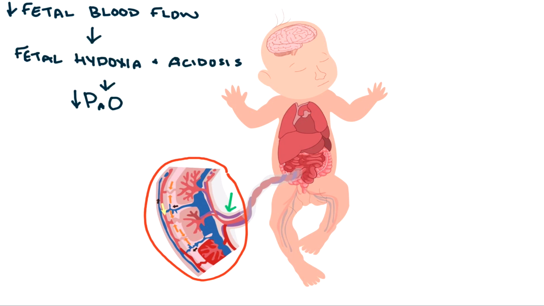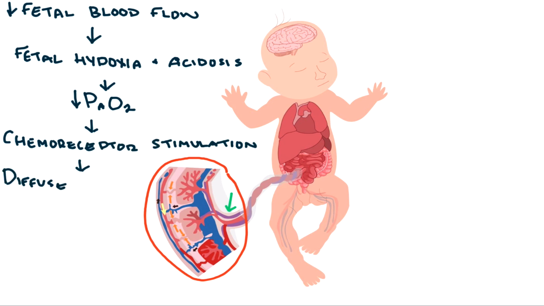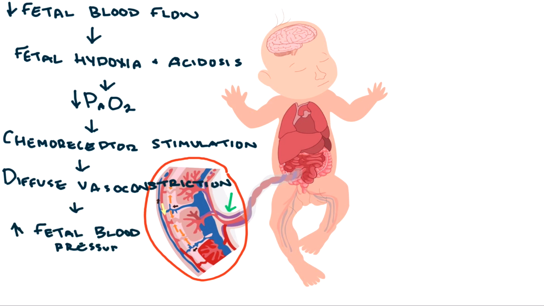Decreased partial pressure of oxygen stimulates the chemoreceptors, and the fetus's chemoreceptors in turn induce diffuse fetal vasoconstriction, resulting in increased fetal blood pressure. Increased blood pressure stimulates the fetal baroreceptors, which in turn increases vagal tone. And finally, increased vagal tone lowers the fetal heart rate.